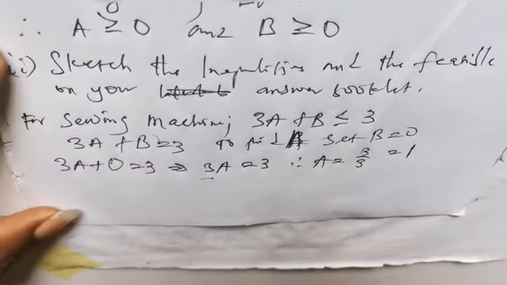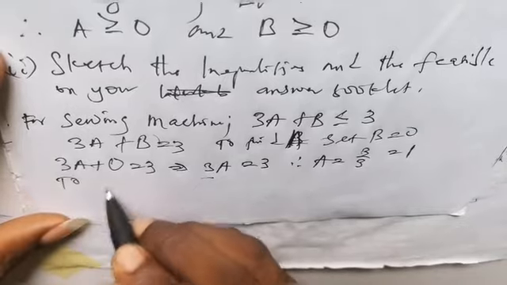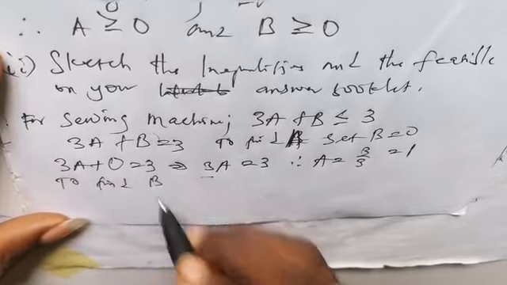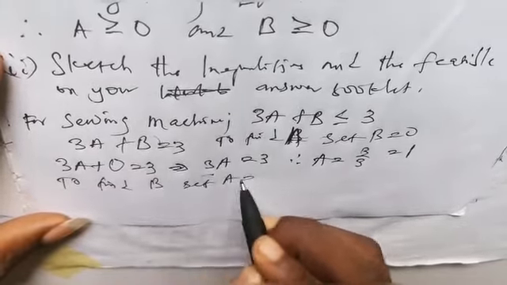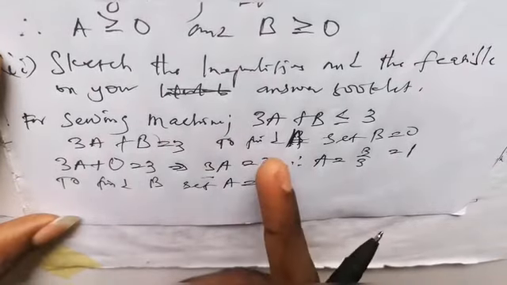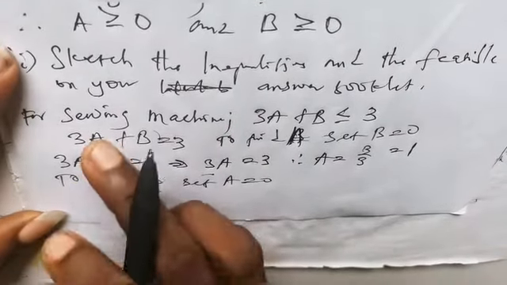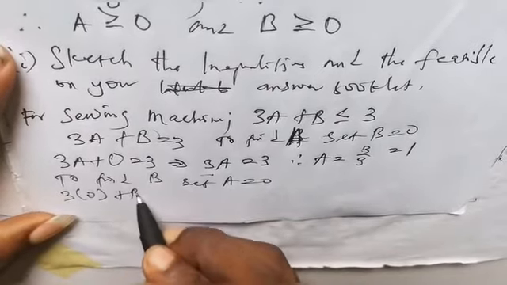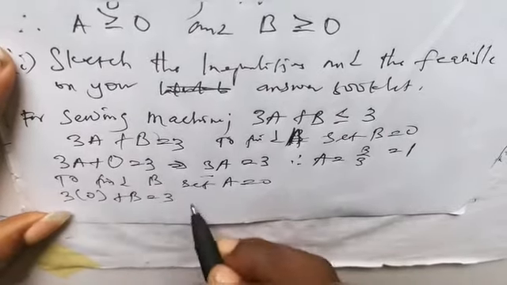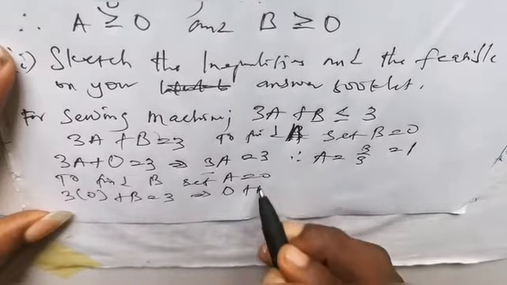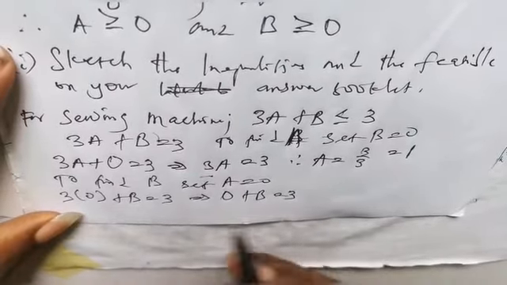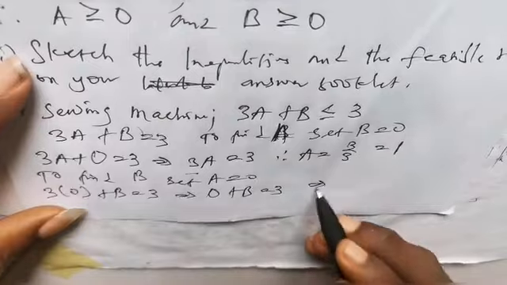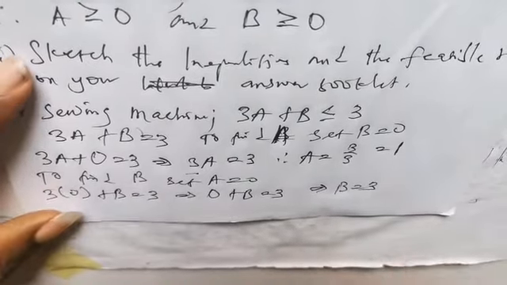The next boundary condition now is to find B. To find B, now you set A to be equal to 0 in this same equation. If you do that, 3A becomes 3 times 0 in place of A, plus B equals 3. 3 times 0 obviously is 0, plus B equals 3. So 0 plus B remains B. This implies that B is equal to 3.